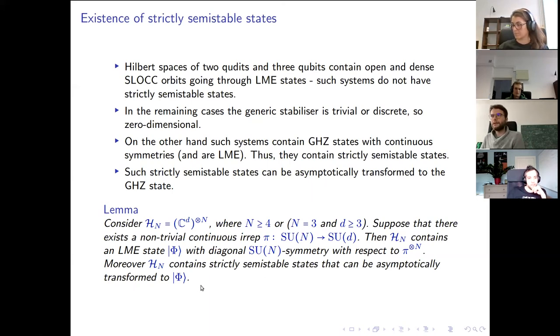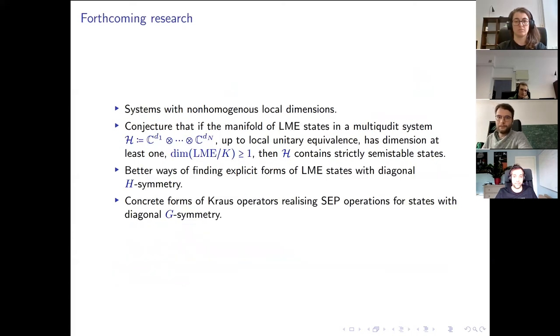It's important because if we have this continuous irrep, the stabilizer has positive dimension, and there are some LME states with high symmetries, it means that there are some strictly semi-stable SLOCC states which can be asymptotically converted to this state. They may not have this symmetry, but they can be asymptotically converted via SLOCC to a state which is highly entangled and has these rich symmetries. That is the point here.